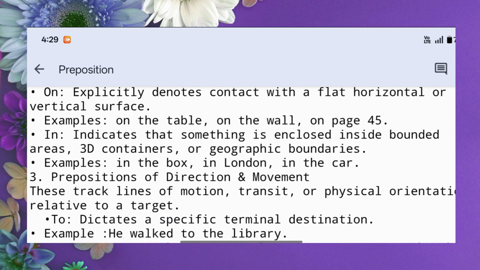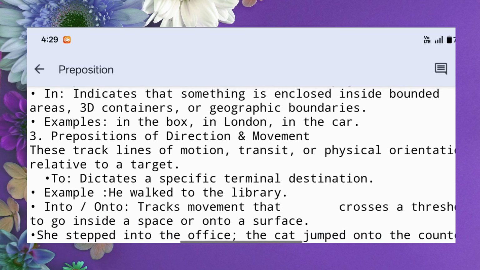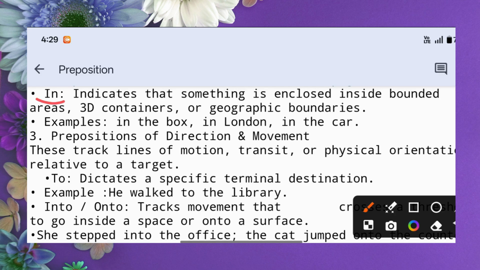Next, on explicitly denotes contact with a flat, horizontal or vertical surface. Example: on the table, on the wall, on page number 45. Next, in indicates that something is enclosed inside bounded areas, 3D containers or geographic boundaries. Examples: in the box, in London, in the car.